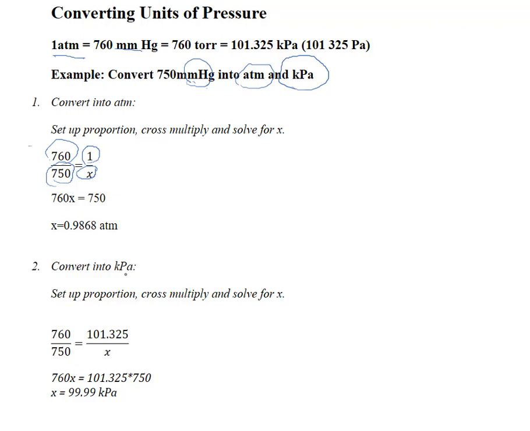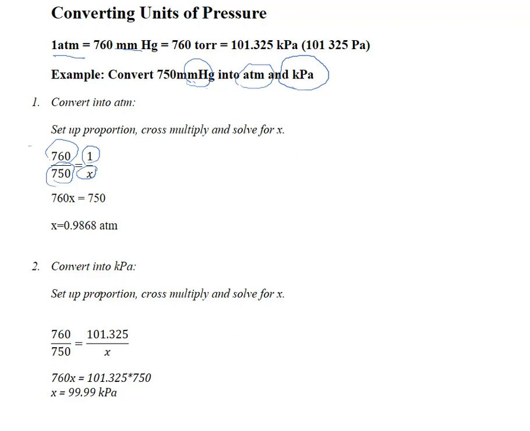For converting into kilopascals, we have that same ratio. So now that we have atmospheres, we could actually convert atmospheres to kilopascals. That's a relatively easy conversion because it's 1 atmosphere to 101.325 kilopascals. So we simply need to take our atmospheres that we have and multiply by 101.325.